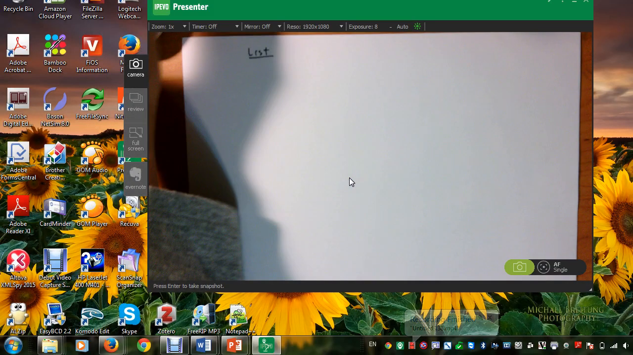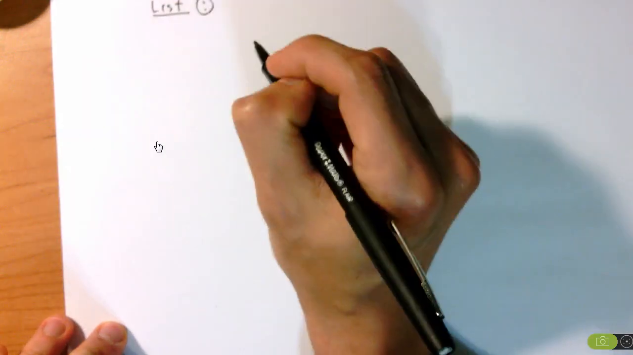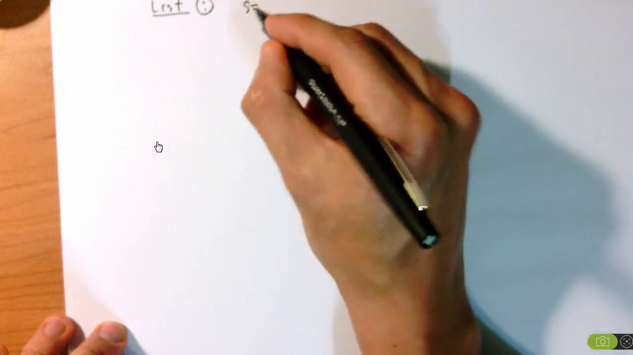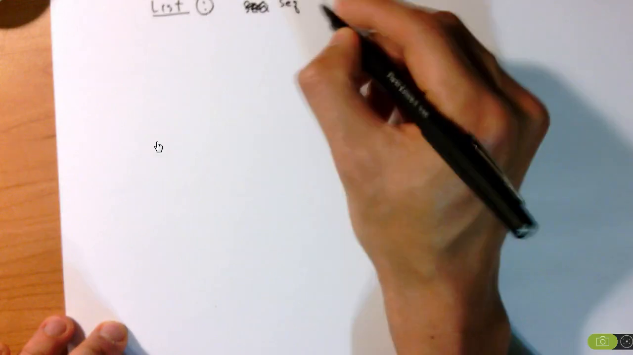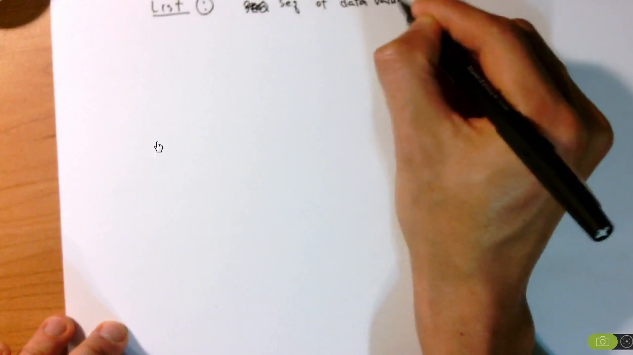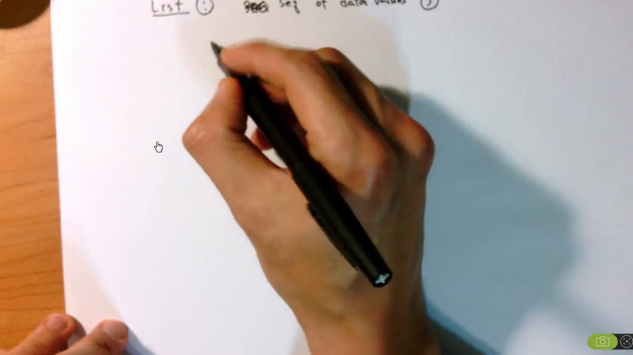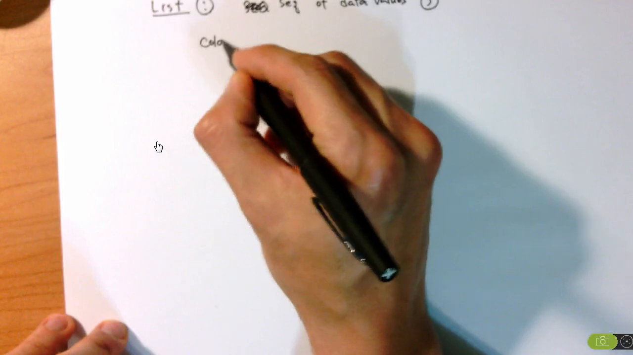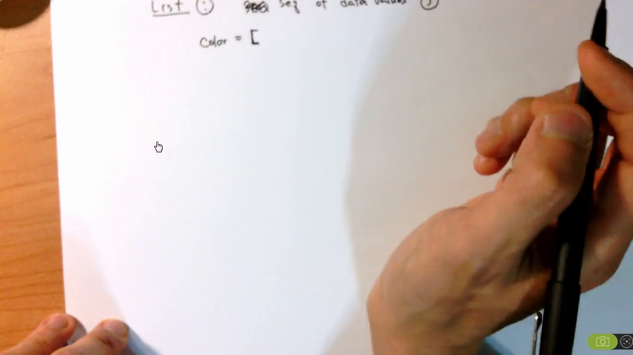Okay, so let's talk about lists. The definition of a list is a sequence of data values separated by commas. So that's the definition of a list. For example, let's say the variable name color is equal to, you have to use a square bracket for the list.